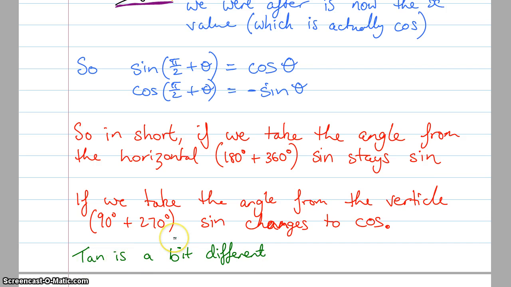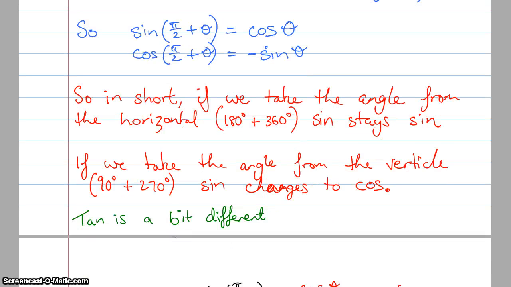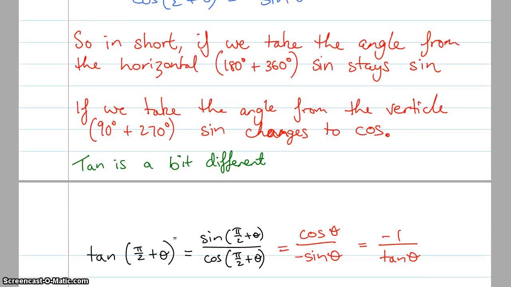This is a quick summary of what we just did. Now, tan is a little bit different from this, as I mentioned in the previous video. We know that tan is the same as sine over cos, but check this out. So tan of pi on 2 plus theta is actually equal to sine of pi on 2 plus theta over cos of pi on 2 plus theta. Now I know that sine of pi on 2 plus theta is actually equal to cos theta, as I was shown in the previous video. And cos of pi on 2 plus theta is actually equal to negative sine theta, as shown in the previous video.